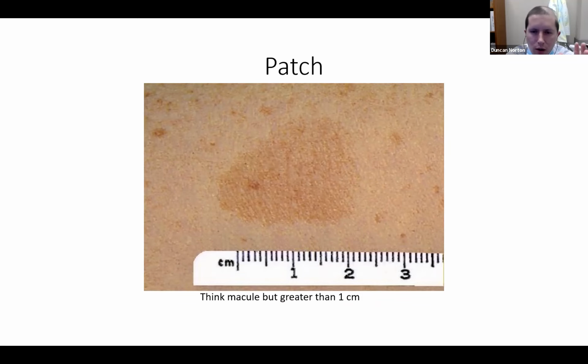So we oftentimes will see macules and patches, especially this color. This is more like a cafe au lait spot, with various macules around it, but you can see the diameter of this one's greater than 1 centimeter as opposed to the various macules that are less than a centimeter. So if you get greater than a centimeter, it's called a patch.